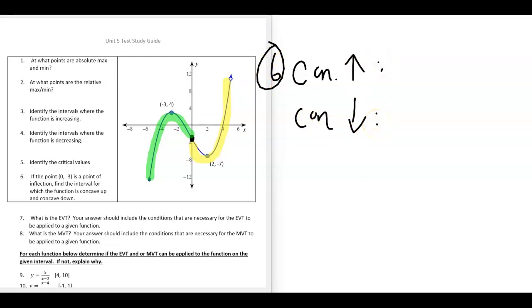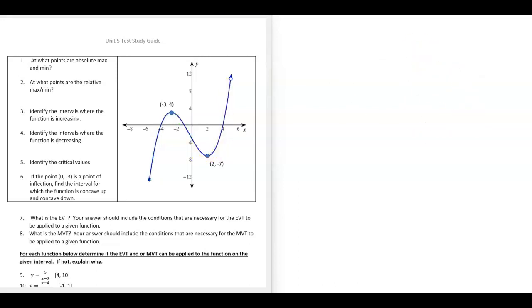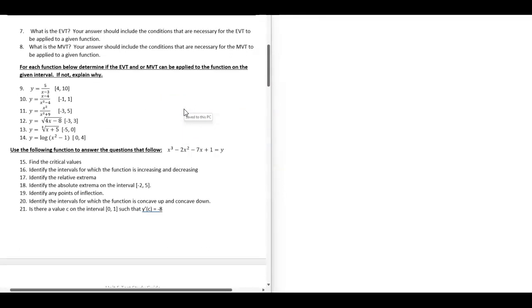Concave up is the yellow portion of our graph. So that starts at 0 and it goes on until we get to that open dot on the right side, which is about 5. Concave down is the green region, which starts at -5 and then keeps going until we get to about 0. Okay, so just want to make sure we know how to identify all the parts of a graph. All right, let's go ahead and take a look at number 7 here.